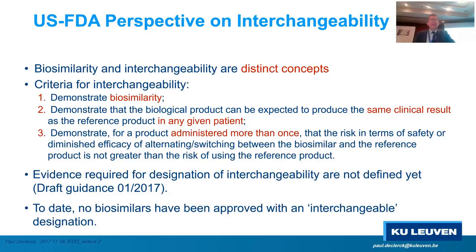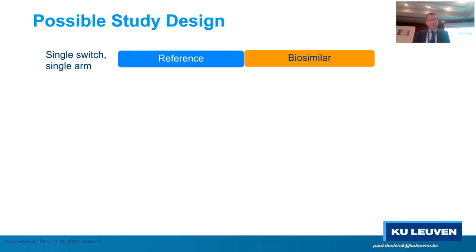So to demonstrate that if those two products are administered back and forward to patients, that does not have any impact on the efficacy and so on. There are draft guidelines, they are not finalized yet as of today, and obviously there is no biosimilar so far that has been submitted or approved as an interchangeable product. You have seen a few possible studies also in the previous presentation.